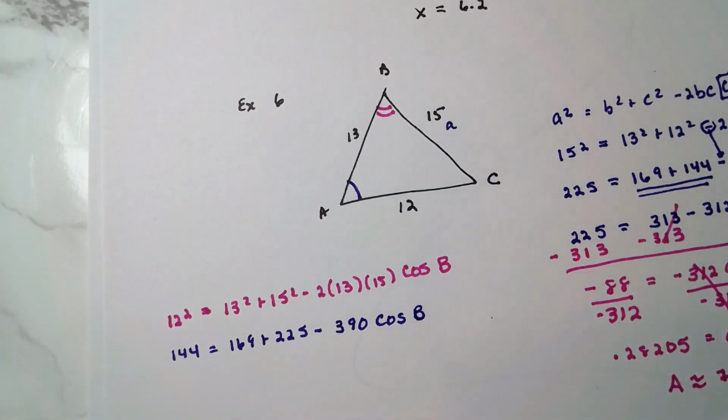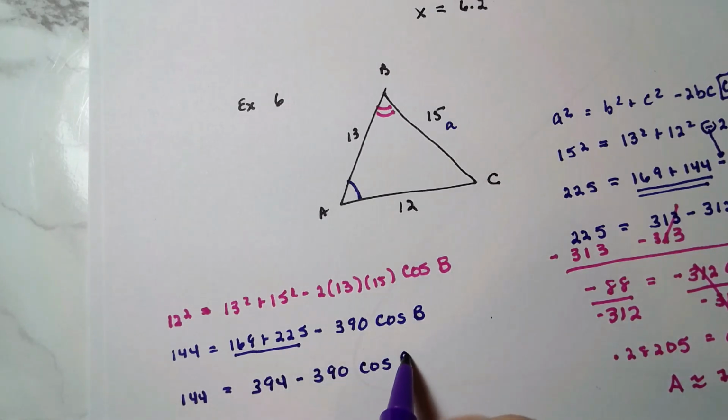Right? And if I combine those, I'm going to have 144 is equal to 394 minus 390 cosine of B. And so now I'm going to subtract out the 394 from both sides. So it cancels on the right. 394 minus 144. Now remember, the signs are different, so you subtract and use the sign of the bigger number. The bigger number is negative, so it would be negative 250 is equal to negative 390 cosine of B.